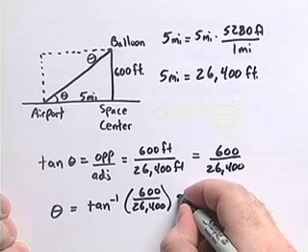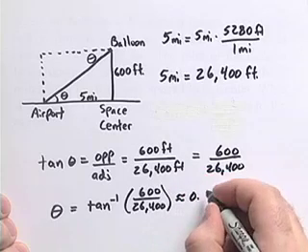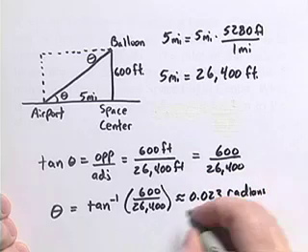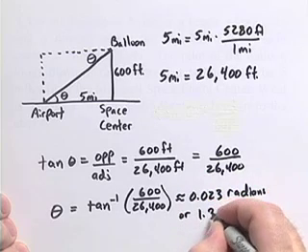If we put that in our calculator, we'll see that that's roughly 0.023 radians, or about 1.3 degrees.